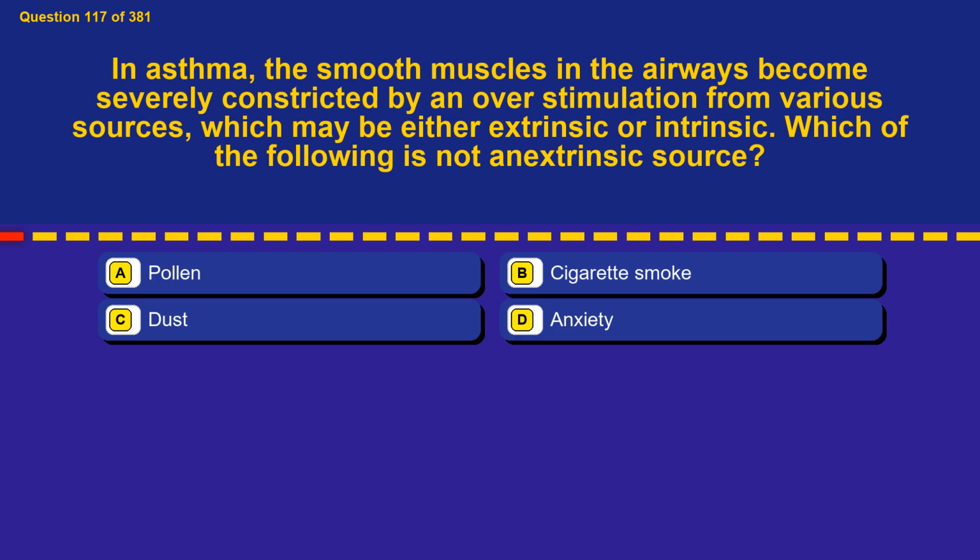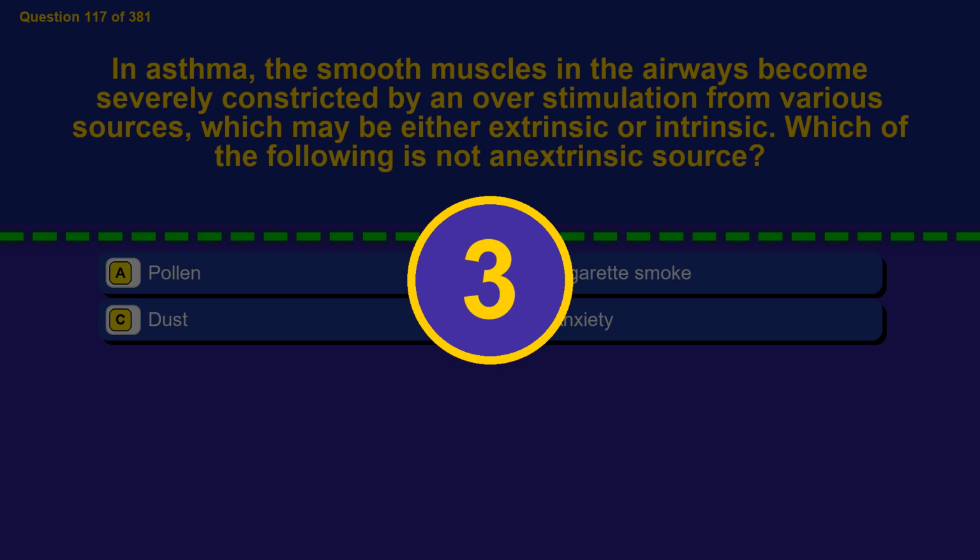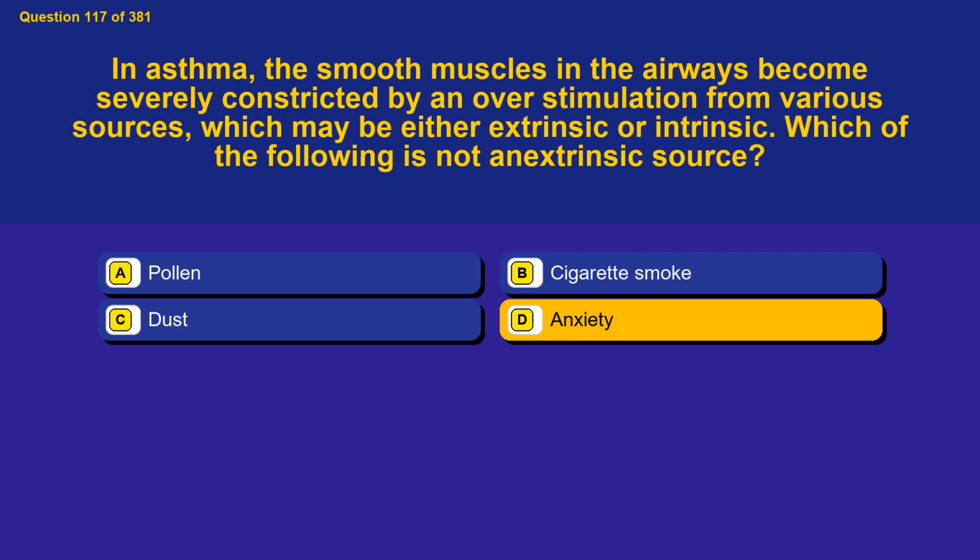Question 117. In asthma, the smooth muscles in the airways become severely constricted by an overstimulation from various sources, which may be either extrinsic or intrinsic. Which of the following is not an extrinsic source? Option A, pollen. Option B, cigarette smoke. Option C, dust. Option D, anxiety. The correct answer is option D, anxiety.